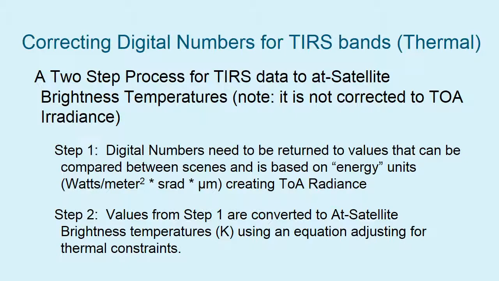For the TIRS or thermal bands, it's also a two-step process, but it is not corrected for top of atmosphere radiance before it's put out on the web. So in step one, it needs to be corrected and changed to an energy unit. Then those values from step one are converted to the at-satellite brightness temperature in degrees Kelvin using an equation adjusting for thermal constants.